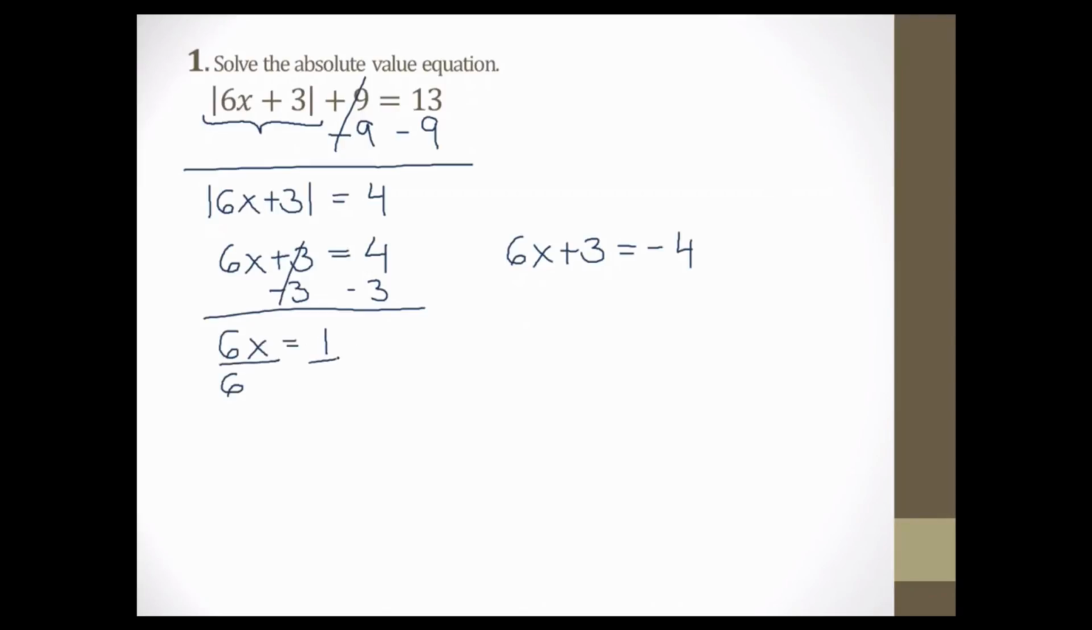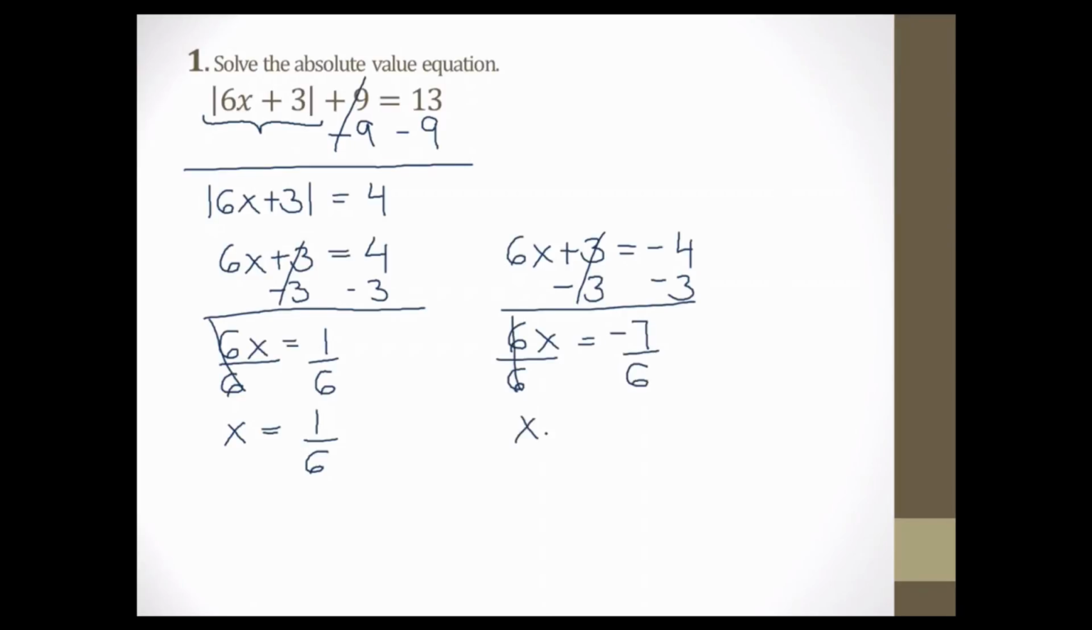Then dividing by 6 on both sides, and we get x equals 1 over 6. So we have our first answer, and now let's do it again. So subtracting 3 from both sides, we have 6x, and then negative 4 minus 3 is negative 7. Last step, to get x by itself, divide by 6. And that leaves me with x equal to negative 7 over 6.